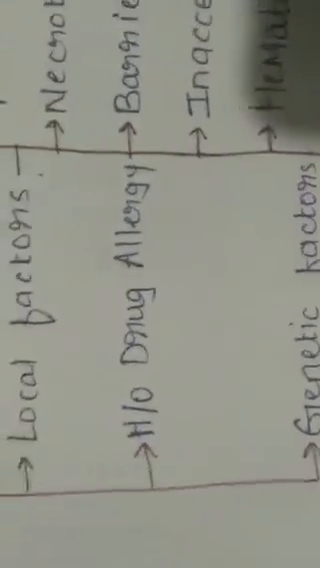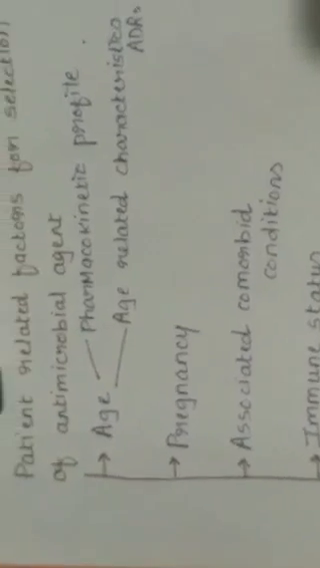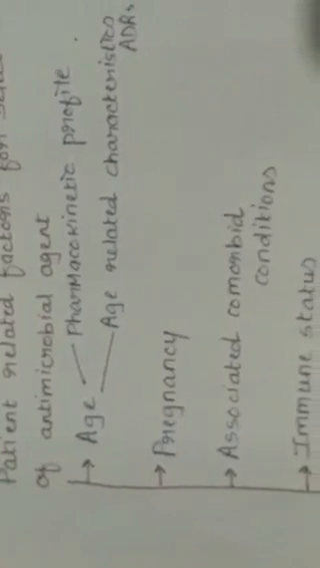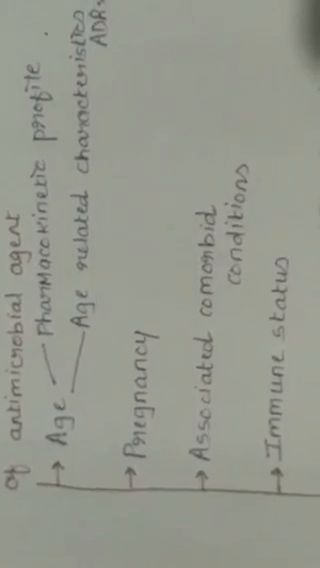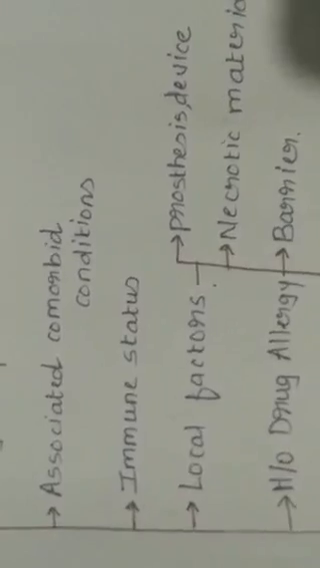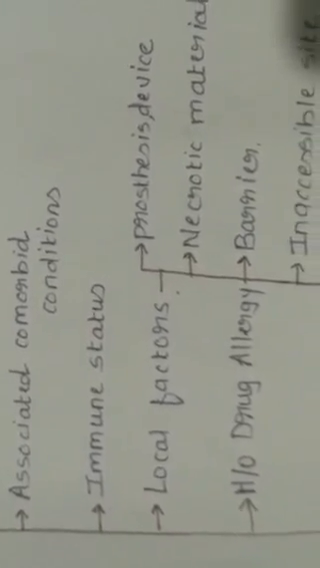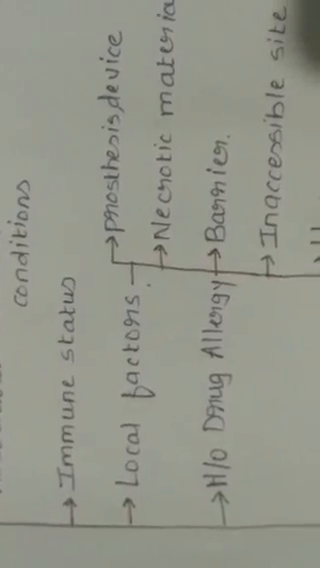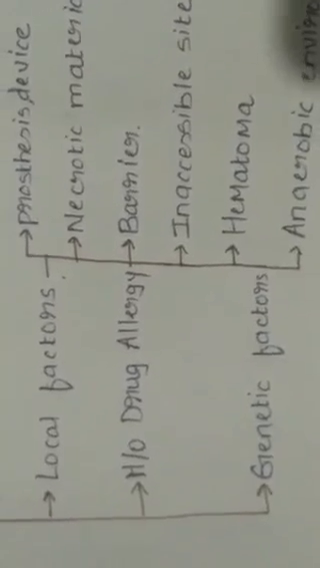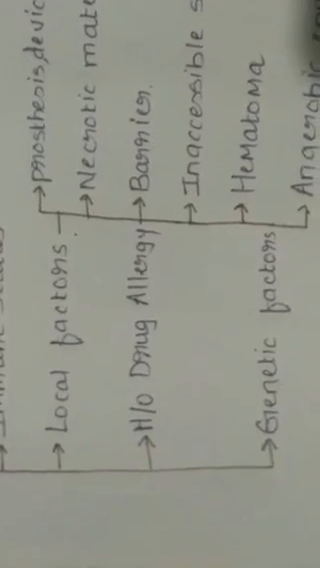So in short, these are the different patient related factors that one should consider before selecting an antimicrobial agent. These are age, then pregnancy, then hepatic and renal function, immune status, local factors. In the local factors, the pus, secretion, prosthesis, device, necrotic material, barrier, hematoma, and anaerobic environment. Then history of drug allergy, and finally the genetic factors.